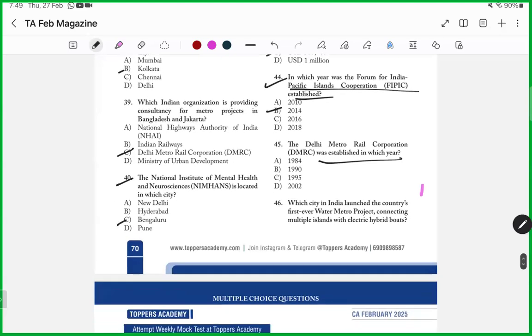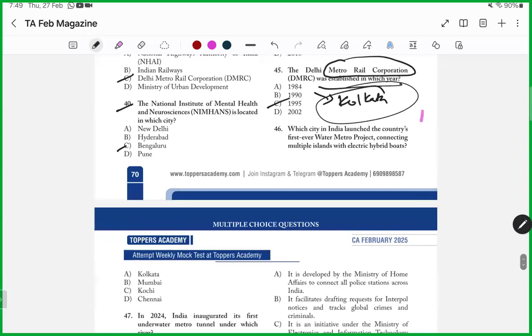And the Delhi Metro Rail Corporation was established in which year? 1995. This question is very important. All right. So where was the metro rail first established? In which city? Kolkata. Okay, Kolkata. It is important as well.